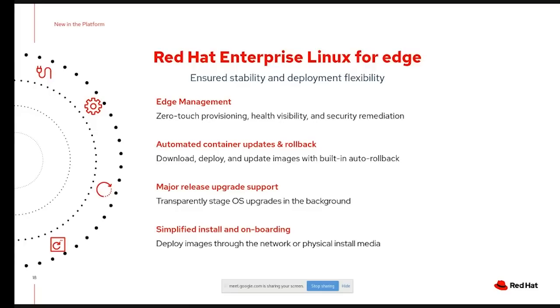So things like zero-touch provisioning, having more visibility into the health of those edge systems, and again, we worry about security, being able to remediate security concerns out there. And so you'll see a lot of edge discussion with our open hybrid cloud, and in particular OpenShift, as we look to work with containers out at those edges. And so being able to automate the container updates and rollback, all a piece there. Even doing major release upgrade support remotely, transparently stage those OS upgrades in the background. We'll talk some more about Image Builder a little bit later on, where we can simplify the installation process, again, across all of the different places that you're deploying to.